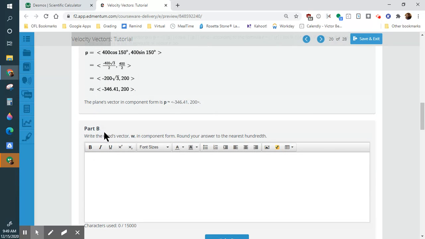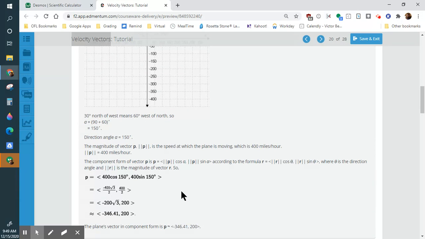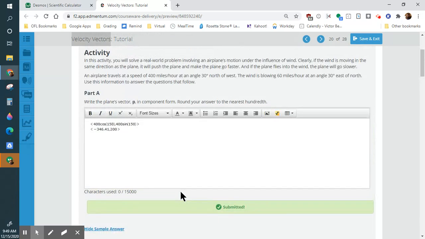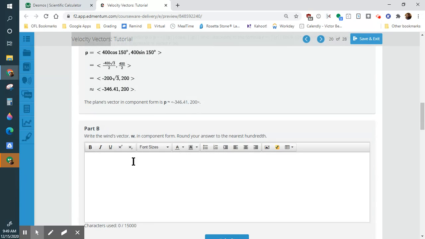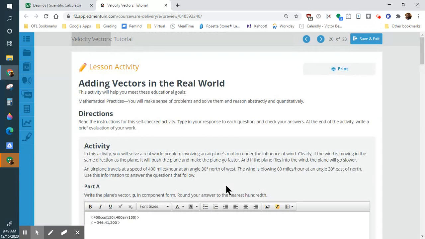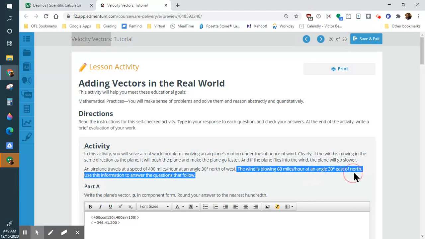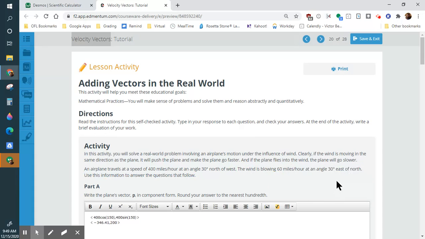Write the vector v as component answer. Vector w. What is vector w? Write the winds in vector form. Wind. What wind? The airplane traveling the ship. The wind is blowing. Okay, so I didn't read this part about the wind. So now we need to do this part, and it's 60 miles an hour.